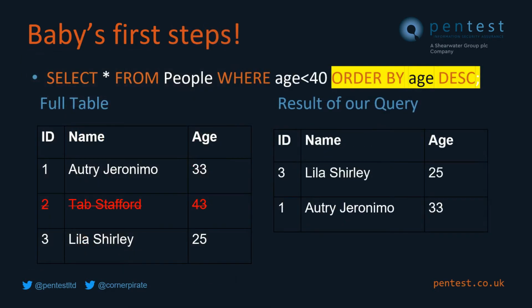So when baby starts to learn how to walk, they figure out that you can add those where clauses and those order by clauses. So where age is less than 40, and remember age is just a number, it's not important. You can still act disgraceful at my age. Age less than 40, we throw away Tab Stafford because his age is greater than 40, so the result set is only going to have 2 rows. We order by age descending, meaning that we're going to count down from the highest number to the lowest number, so that Lila is top and Autry is at the bottom. So that's, in a nutshell, what the simple select statement is going to be.